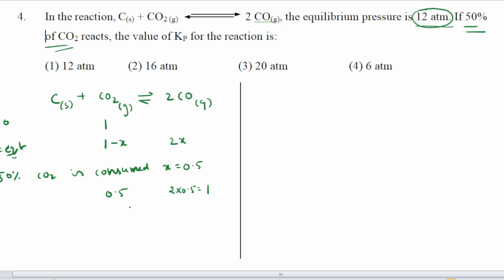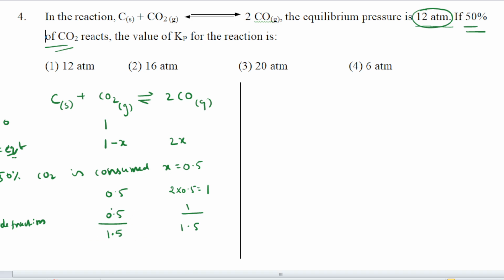So these are the number of moles, and if you calculate the mole fraction, mole fraction is equal to number of moles divided by total number of moles, that is equal to 1.5. Here it is 1 by 1.5, and here it is 0.5 by 1.5.